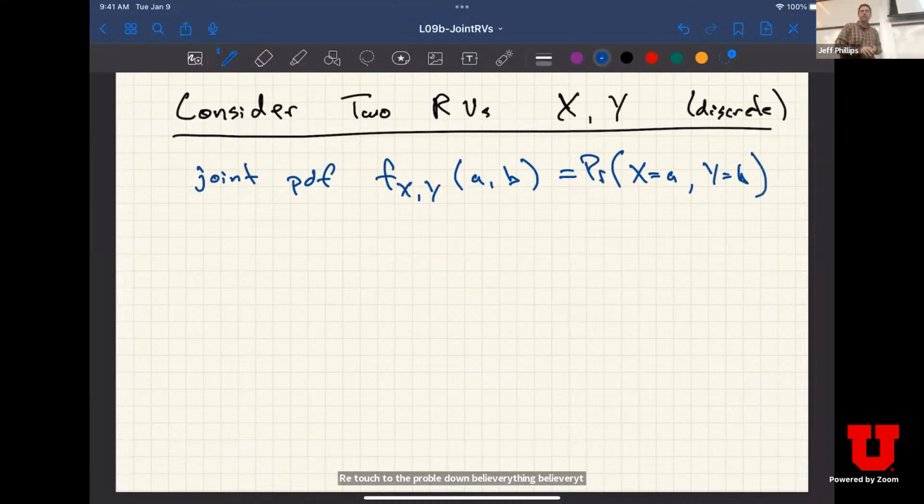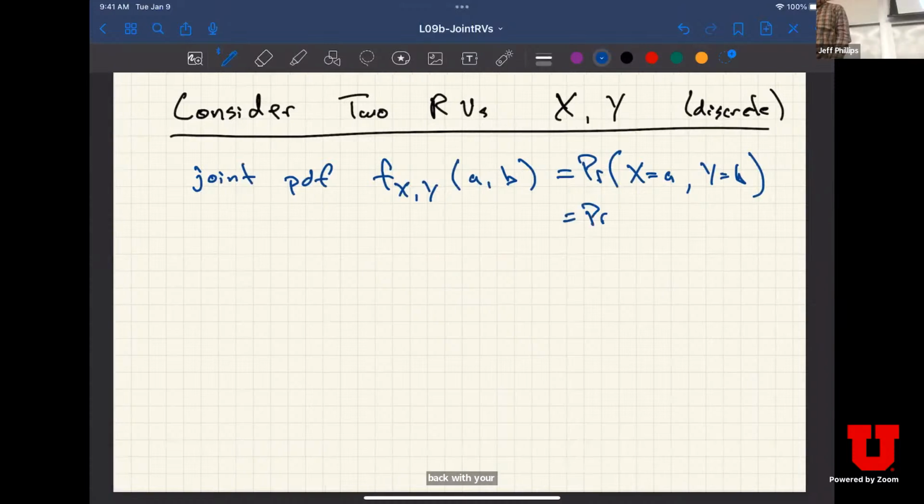And if you remember, this is a shorthand. For these events, that the random variable takes on the value a, that's actually an event from the sample space, a subset of the possible outcomes. Same with Y equals b. And this is shorthand for the intersection of those two things, right? So remember, this is shorthand for the set X equals a, intersection Y equals b. So these have to occur at the same time.